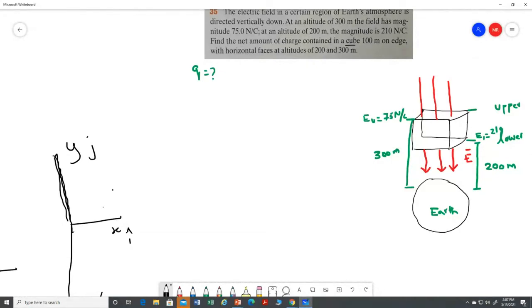All the electrical field lines are passing through the upper layer and coming out of the lower layer. Am I right or not? Because you can see from the upper layer the field lines are entering, and from the lower layer the field lines are coming outside. Am I right or not? Yes. So when the field lines are entering the layer, is it positive or negative?